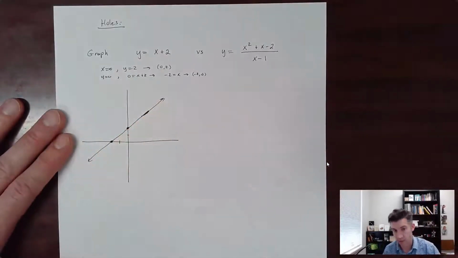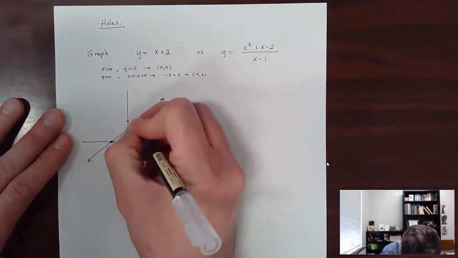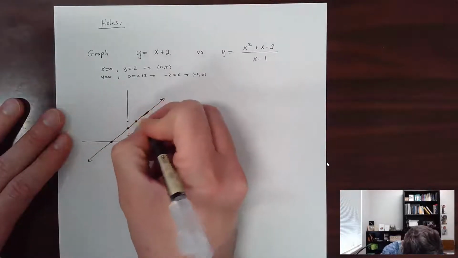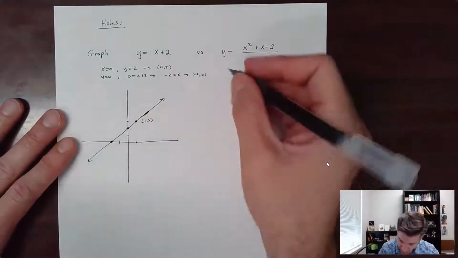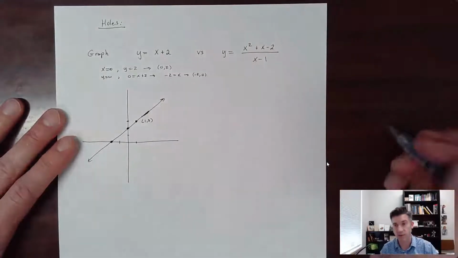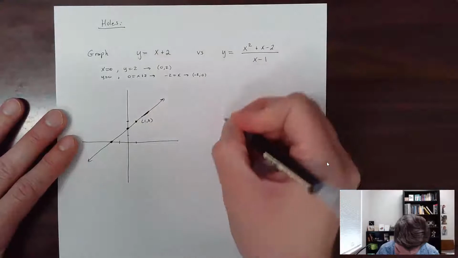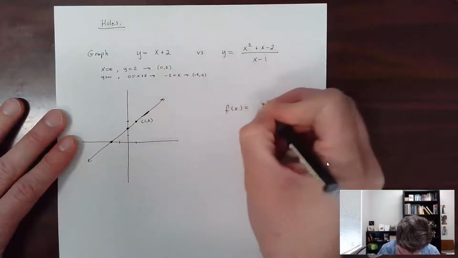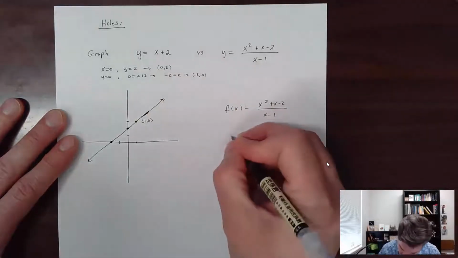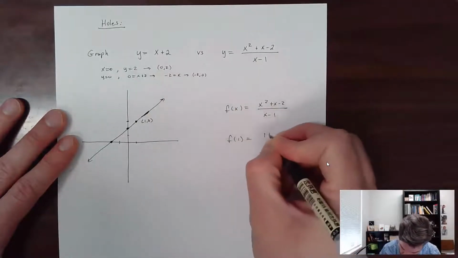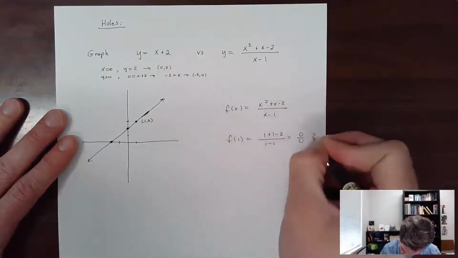Now, I'll also point out, just for the sake of knowing it, this graph also has the point (1, 3). If I plug in 1 for x, I get 3 for y. Okay, this other graph here, this other function, y equal to x squared plus x minus 2 over x minus 1, let me call it f of x. So f of 1 is undefined. It's 1 plus 1 minus 2 over 1 minus 1, which is 0 over 0.